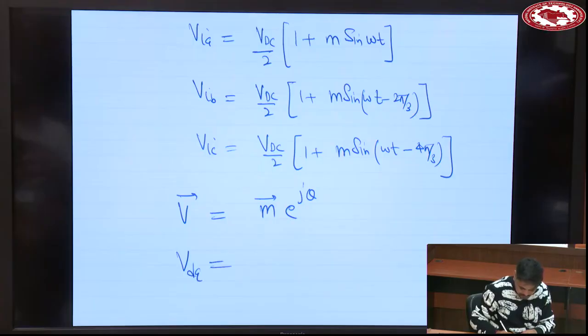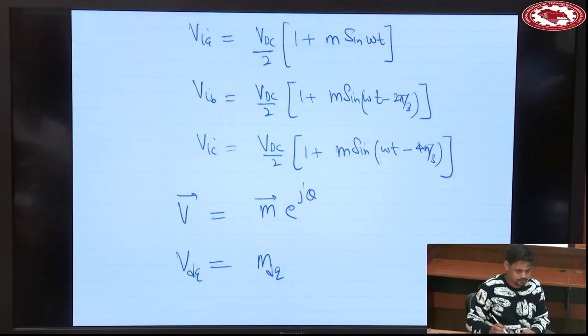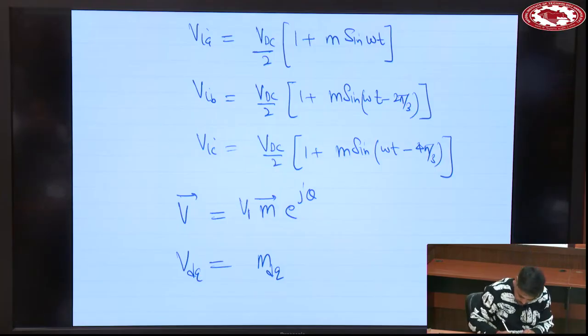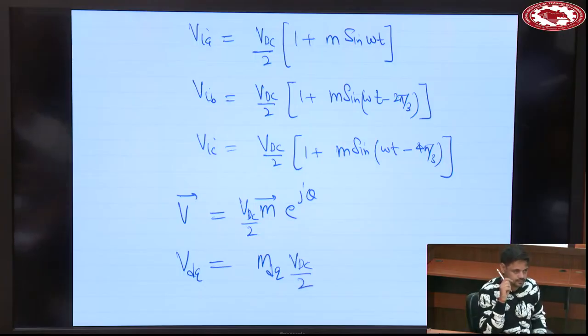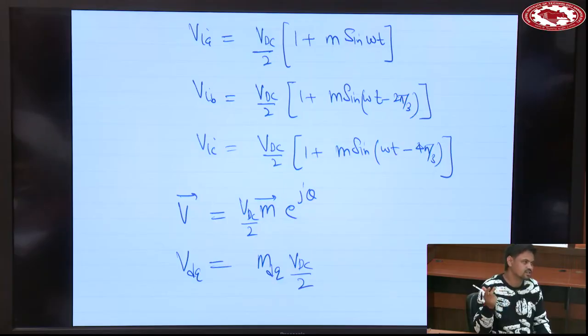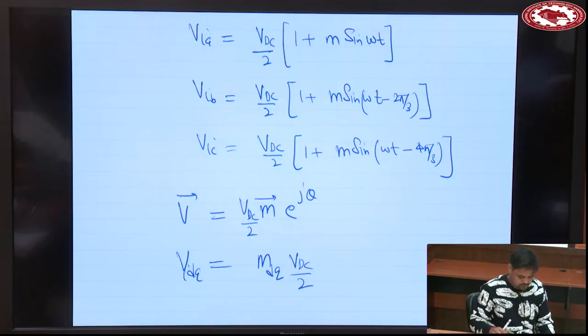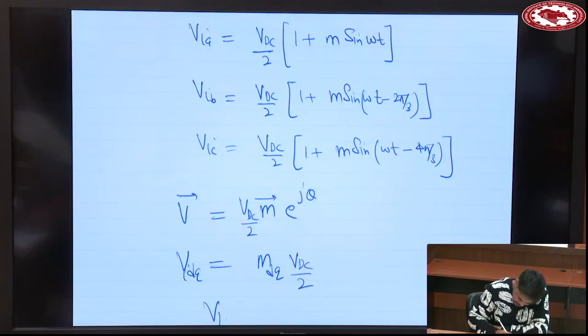VI dq becomes M dq actually, and VDC by 2 will also come here. Simple. You need to convert the above equations into space vector equations. So this M phasor will be M dq and VDC by 2. VDC by 2 will carry on. So you can replace this VI dq with M dq VDC by 2. So here VID will be MD VDC by 2 and VIQ will be MQ VDC by 2.